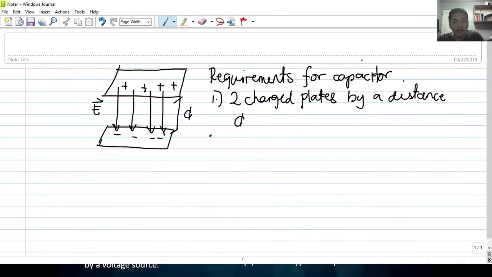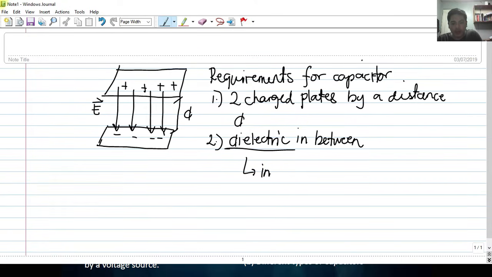Number two, there must be a dielectric in between. Our lesson is capacitors and dielectrics. Now, what is this dielectric material? A dielectric material simply stands for an insulator. An insulator is a material that does not allow the flow of charge easily.